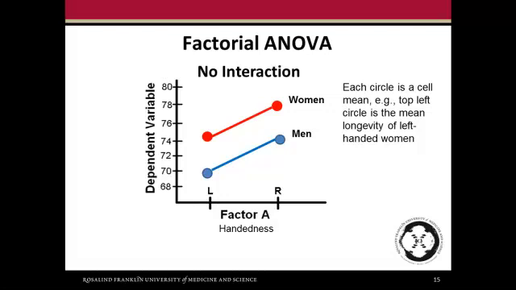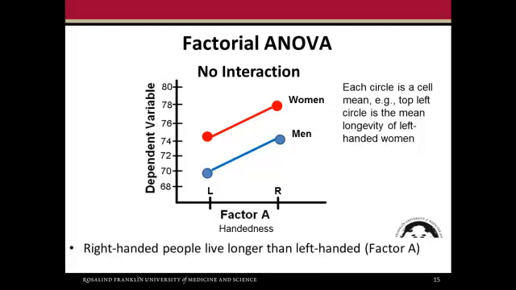If our data looked like this, what would we conclude? Well, we can see that the line for women is consistently higher than the line for men, so we would conclude that women would live longer. We can also see that the points for right-handed individuals are higher than the points for left-handed individuals, so we might then conclude that right-handed individuals live longer. And because the two lines are parallel to each other, there's no interaction. So in this case, we would say that right-handed people live longer than left-handed people, and that women live longer than men, and there's no interaction. Of course, for statistical significance we would look at a table.